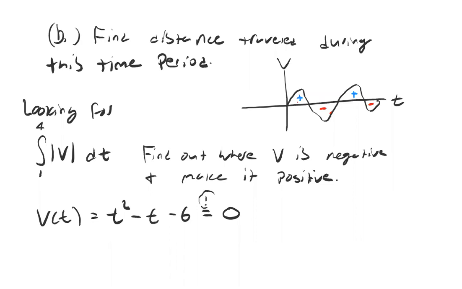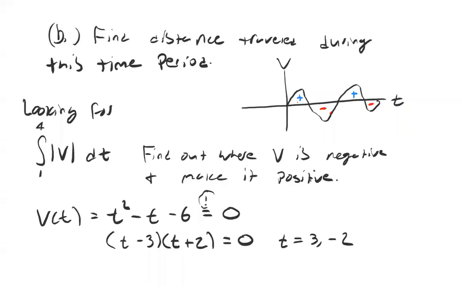Okay, so if I go through and figure out where this is 0, this factors: I get t minus 3 times t plus 2 is equal to 0. So this function goes to 0 at 3 and negative 2. The reason I'm doing this is because I need to figure out where the function is negative, and the only time it can go from positive to negative is around 0.